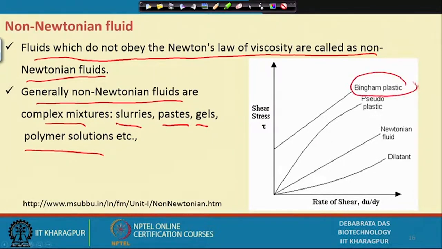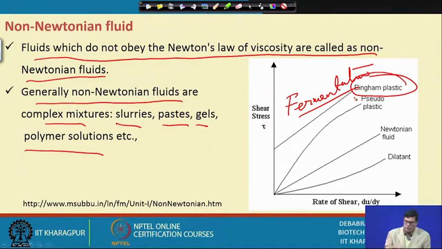Here we have given the example of Bingham plastics. This actually happens in the case of fermentation broth. Some fermentation broths behave like Bingham plastics. So this is also a non-Newtonian fluid. It is not Newtonian. If it were Newtonian, it would follow this one.